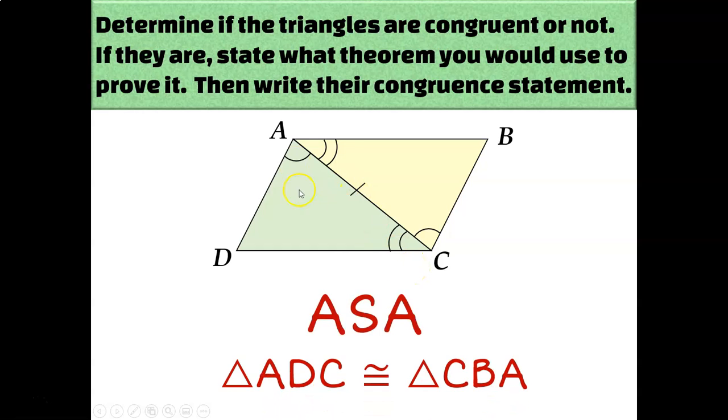If I call the green triangle ADC, so that's 1 angle mark, no angle marks, 2 angle marks, ADC, that would correspond to, let's see, 1 angle mark, no angle marks, 2 angle marks, so that would have to be CBA. These 2 triangles would have to be congruent to each other because of the angle-side-angle triangle congruence theorem.